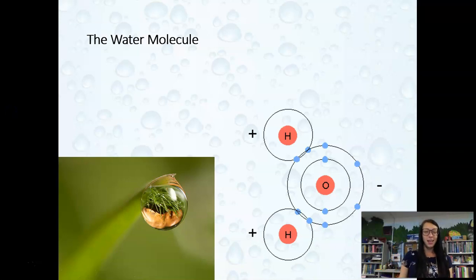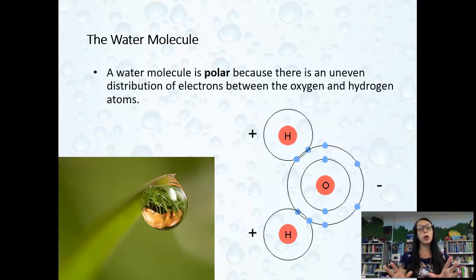Now, first, let's talk about the water molecule in general. Water is cool. Water has a lot of special properties, which is what allows water to be the solvent of life. And among them is water's awesome polarity. And this polarity comes from the way that the water molecule is arranged. So, a water molecule is polar because there is an uneven distribution of electrons between the oxygen and the hydrogen atoms. What that means is most of the electrons like to spend more time near the oxygen atom and less time towards the hydrogen atom.